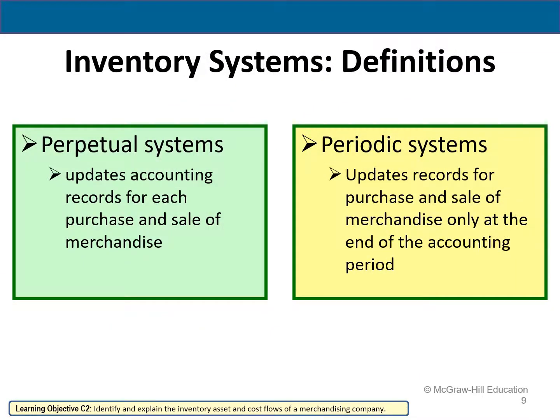So there's two different kinds of inventory systems. There's perpetual systems. So every time you make a sale or a purchase, the system updates. And then there's periodic systems where the system's updated only at the end of the accounting period. Now, today, most companies are on perpetual systems because technology allows us to do that relatively easily.